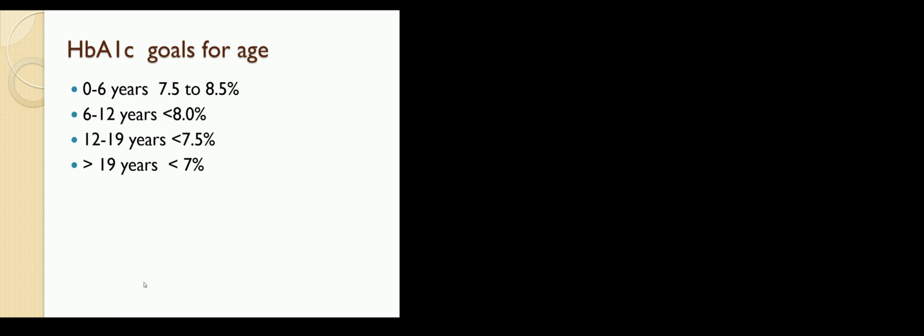The hemoglobin A1C goals for this age group is a little bit different. For 0 to 6 years, you want to keep their goal at 7.5 to 8.5. That's stable. 6 to 12, they want to keep it less than 8. 12 to 19, less than 7.5, and then over 19, less than 7. So they keep theirs a little bit higher.